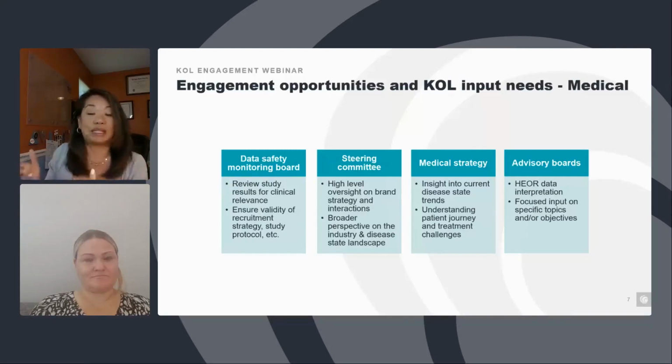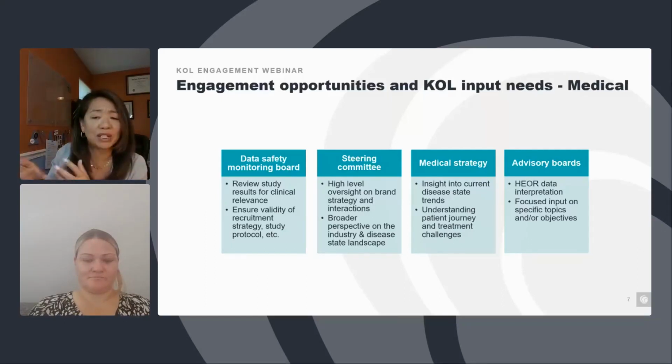So from a data safety and monitoring board, or DSMB, it could be understanding study results from a clinical perspective, making sure that your study design components are valid as well as make sense for the patient population you're looking to engage. And I won't review each and every one of these, but we're just giving you ideas in terms of all the ways that key opinion leaders can really help the science or the work that's being done inside of a life sciences company be robust, rigorous, as well as most relevant to the populations, right?